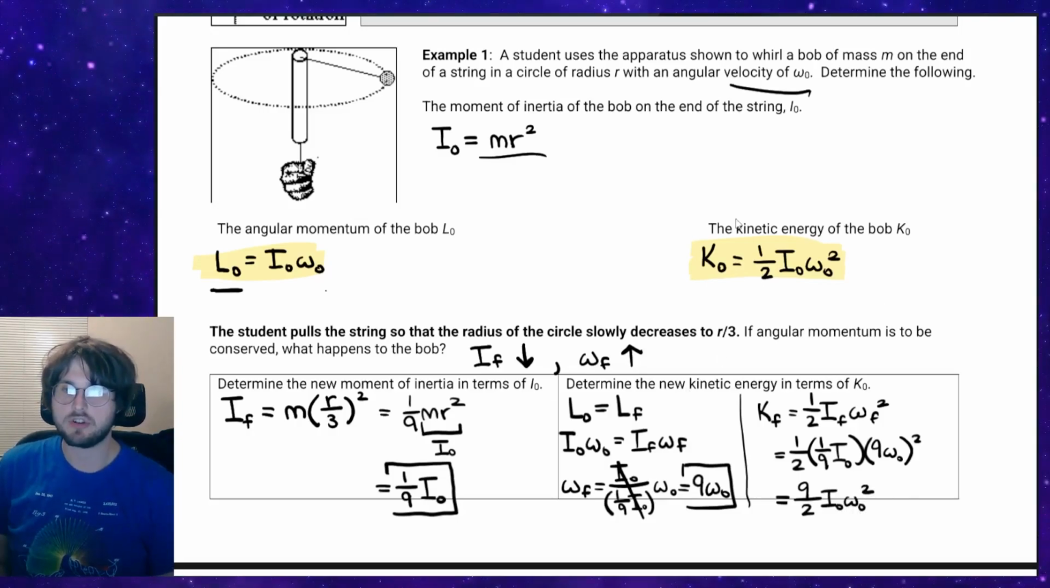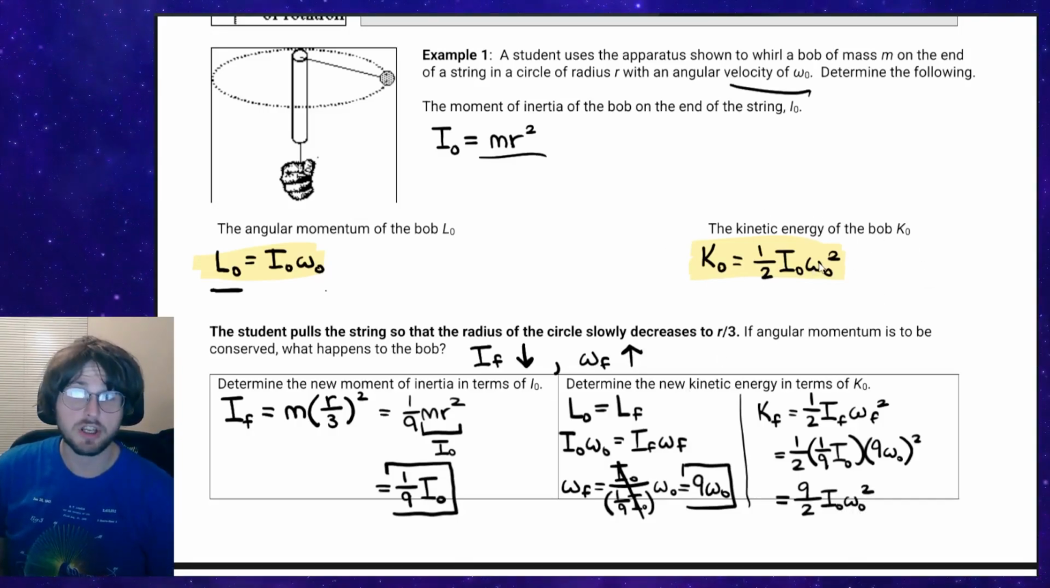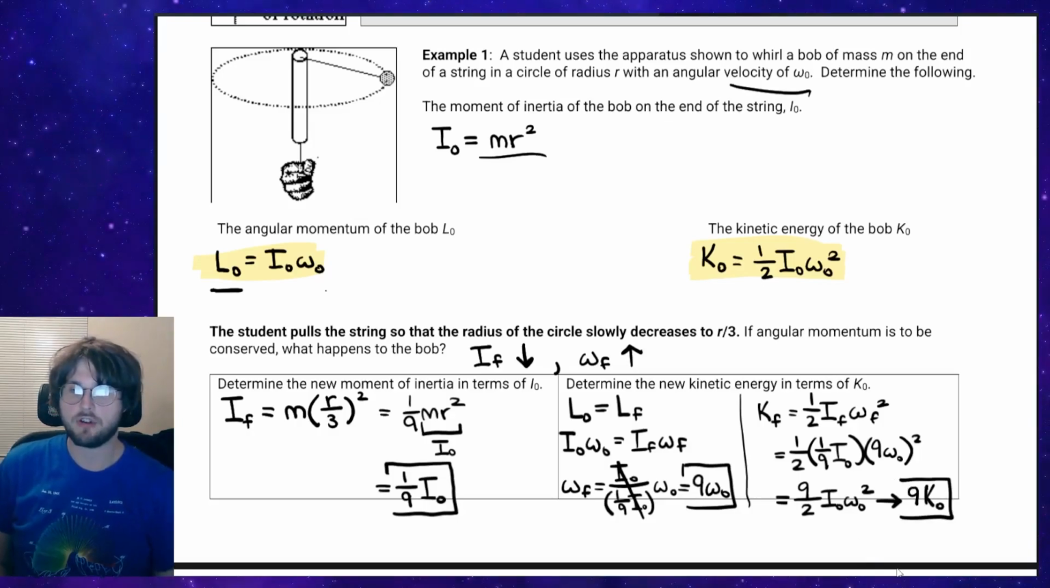Now, if we look at our original expression for the kinetic energy originally, it's 1/2 I naught omega naught squared. So we can pull everything out except for the 9. And as a result, we will find that our final kinetic energy is really just 9 times the original. And that is our final answer.